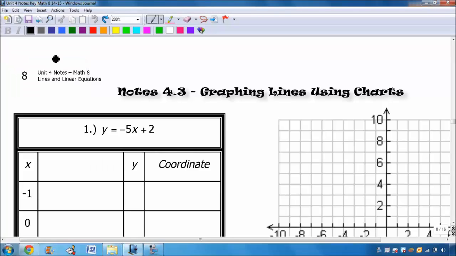All right, ladies and gentlemen, we are on Notes 4.3, which is going to show us how to graph lines using charts. So turn to page 8, and we have two examples that we'll go through together as a class, and then hopefully you'll be able to do any type of problem like this in the future.